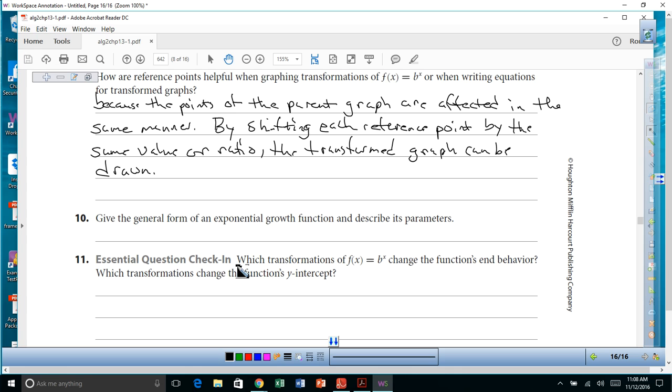Give the general form of an exponential growth function and describe its parameters. That would be f of x equals a times b to the x power. A is the initial value, and it has to be greater than 0. B is the growth factor, and it should be greater than 1.